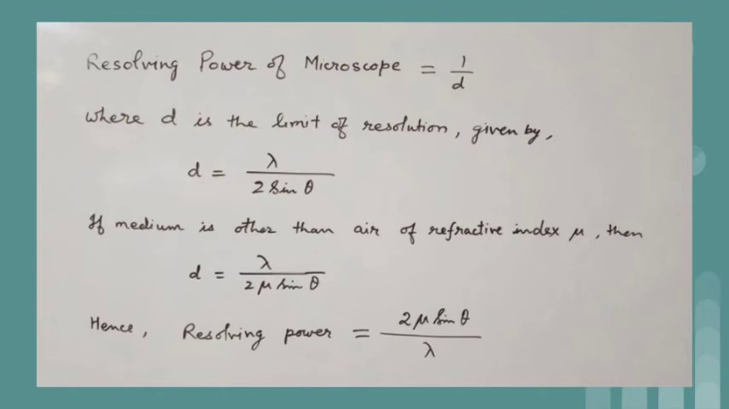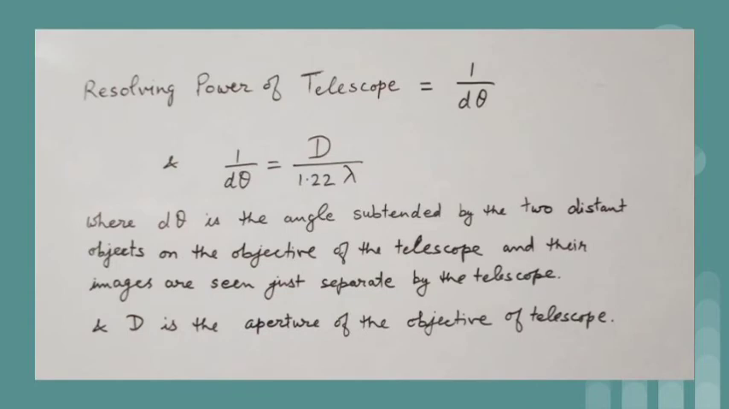For higher resolving power, light of a smaller wavelength should be used and a medium of higher refractive index should be preferred. The resolving power of telescope, which is the reciprocal of its limit of resolution, is given as 1/dθ, which is also equal to D/(1.22 λ), where dθ is the angle subtended by the two distant objects like stars or planets on the objective of the telescope when seen just separate by the telescope.